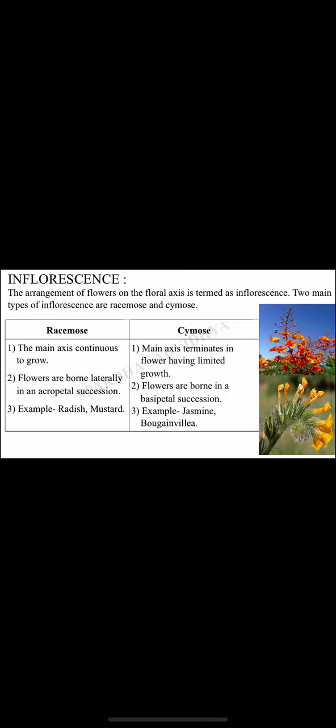Acropetal means younger at the tip, older at the base. And in the cymose, flowers are borne in a basipetal succession, that is younger at the base, older at the tip. Example for racemose: radish, mustard. Example for cymose: jasmine, bougainvillea.